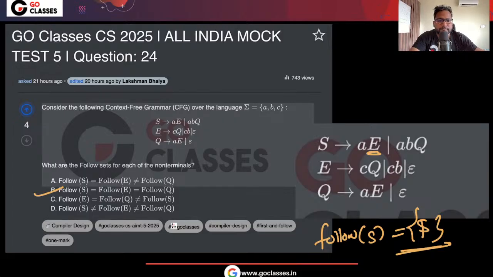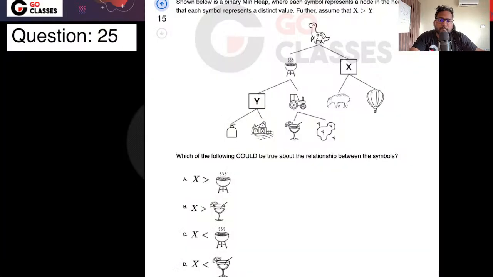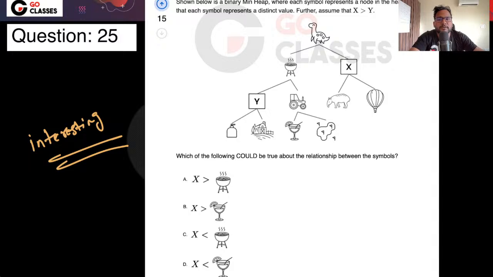Okay, great. Now let's just move to the next question. Yeah, this question was an interesting one. How many of you were able to solve this question? This was basically the graphic question. So in this question, what they're asking is which of the following is true regarding the relationships between the elements. So here, I hope this question is completely visible.